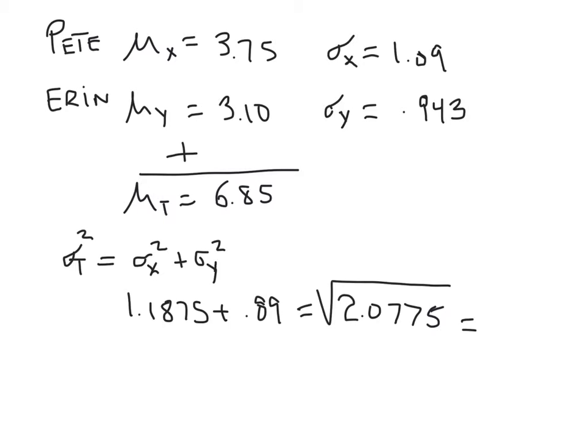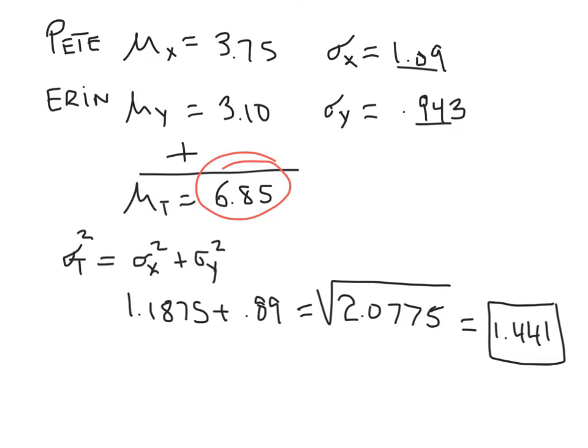And what do we get? We get 1.441. So that's how you do that. It's a little bit trickier. Square the standard deviations, add them together, and then take the square root. So this tells us that the total passengers is about 6.85 on average, plus or minus about 1.5. And that helps us to run our business.